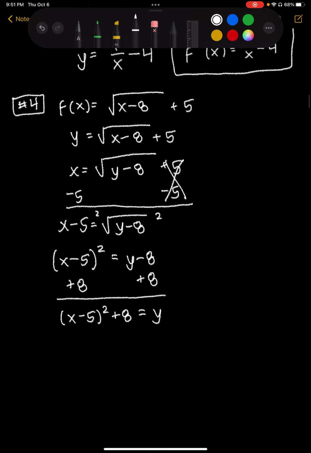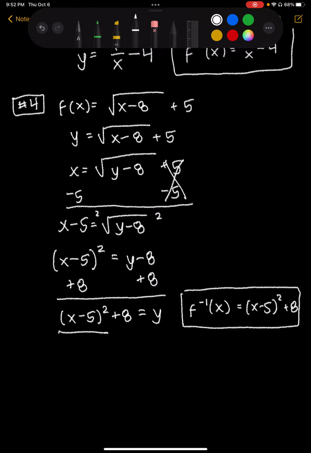You could potentially FOIL this chunk out and simplify it down a little bit. But because this is an inverse, and because inverses tend to be a little bit nastier, like we talked about, we can just leave it like this. So our final answer is f to the power of negative 1 of x equals (x minus 5) squared plus 8. And there we have it, inverse.